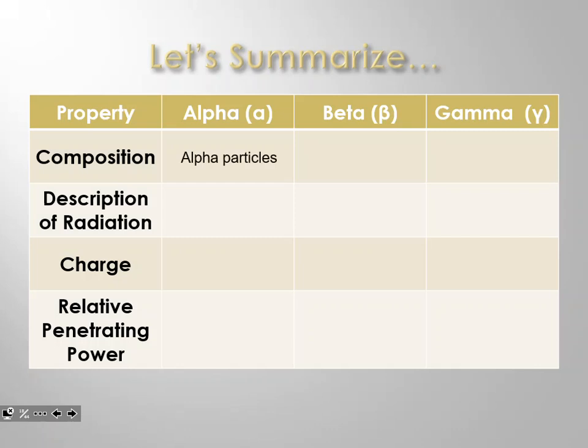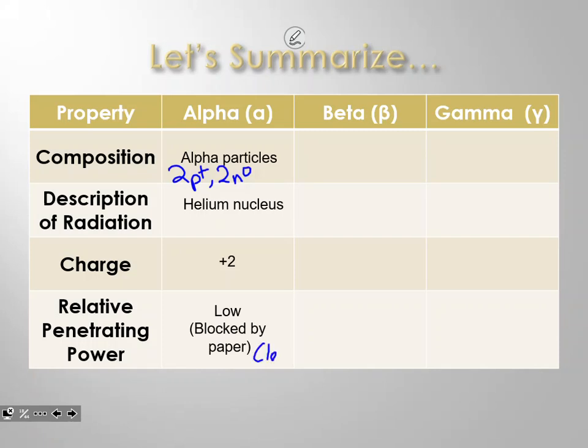Composition of alpha decay is going to be an alpha particle, 2 protons, 2 neutrons. So you can write that in here too. 2 protons, 2 neutrons. It's a helium nucleus. It has a charge of +2, and it has relatively low penetrating power, and you can write clothing in here too, because it can also be stopped by clothing.